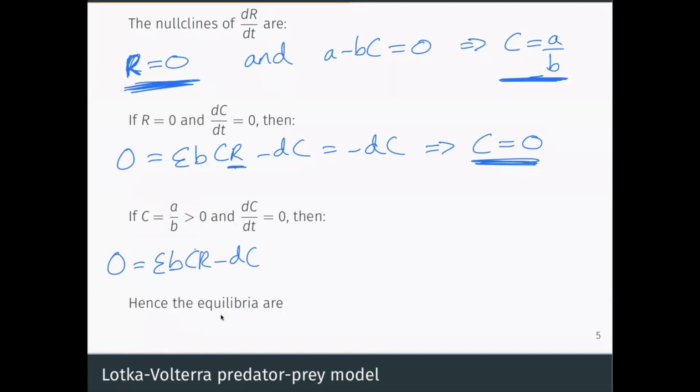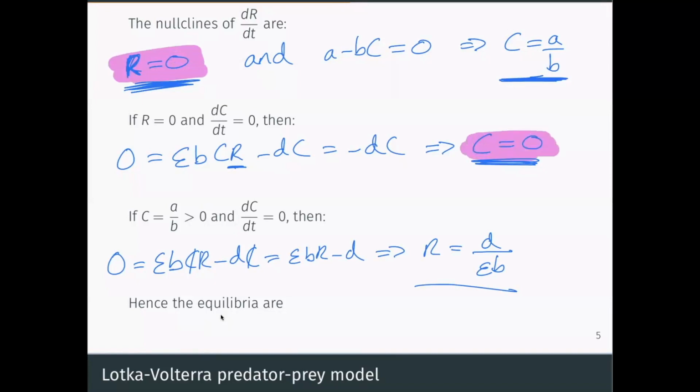Because C is non-zero, we can divide by C. We have epsilon BR minus d, which we can rearrange to give R is equal to d over epsilon B. So this gives us two equilibria. We have when R is equal to 0, C must be equal to 0. And when C is equal to A over B, R is equal to d over epsilon B.